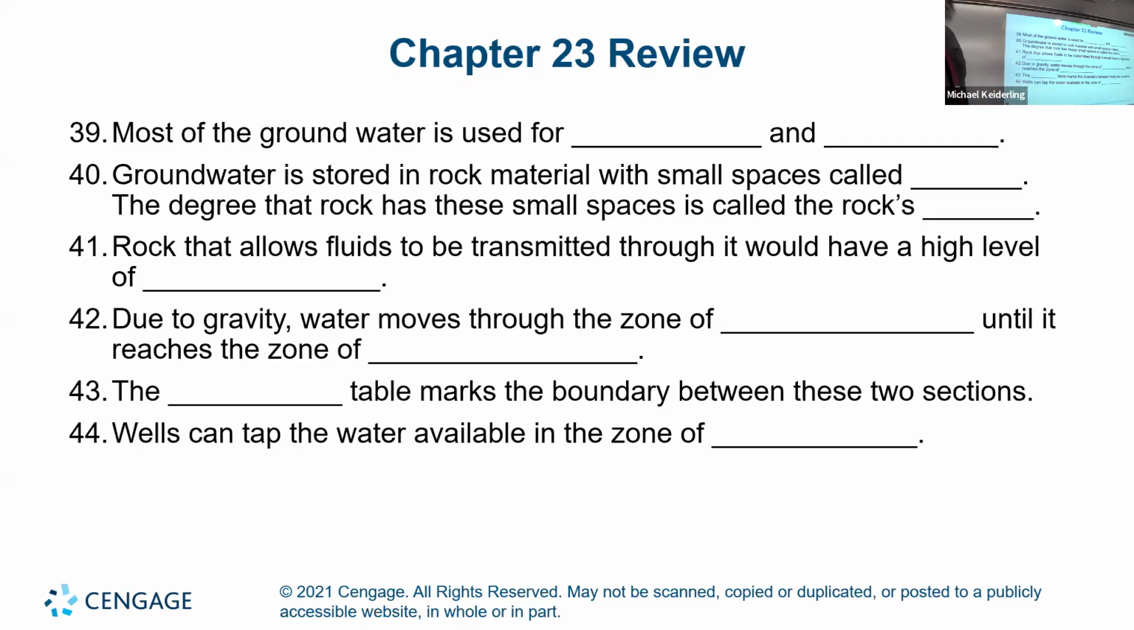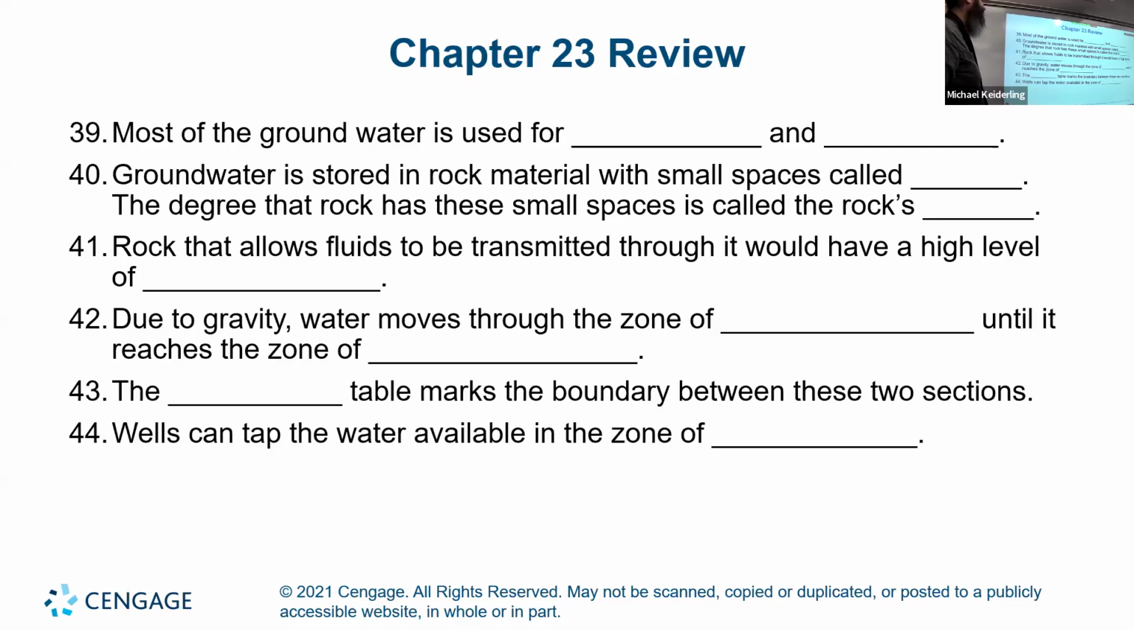Groundwater is stored in rock material with small spaces called pores. The degree that the rock has these small spaces is called the rock's porosity. Rock that allows fluids to be transmitted through it would have a high level of permeability. Due to gravity, water moves through the zone of aeration until it reaches the zone of saturation. And the boundary between these two zones is known as the water table.